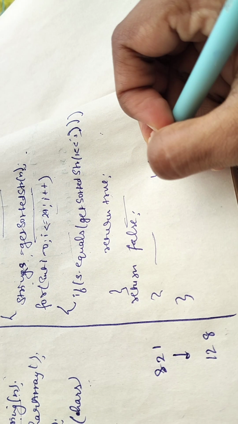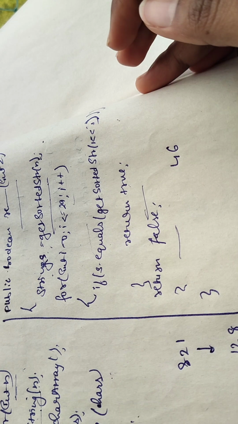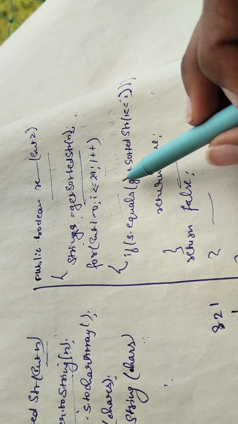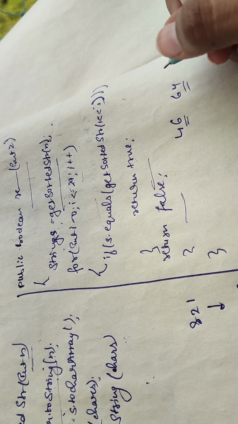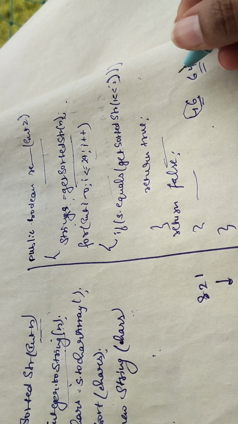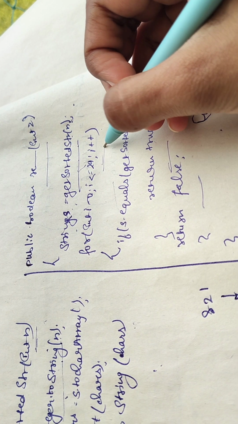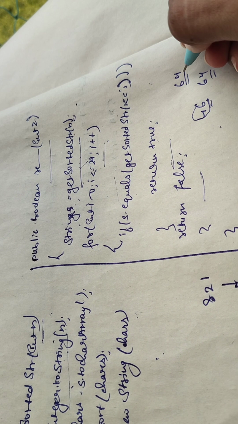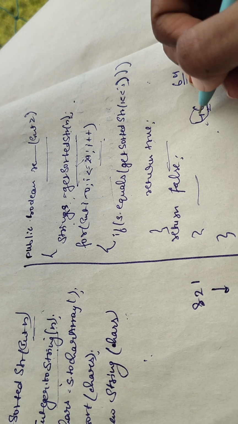Similarly, you can see the example. For example, I'm given 46. Sorted it will be 46 only, but 64 is a power of 2. So when I run through this for loop, I can see 64 will come, and when sorted it becomes 46. Thus both are equal, and it will return true.